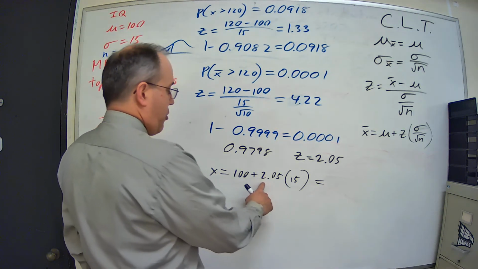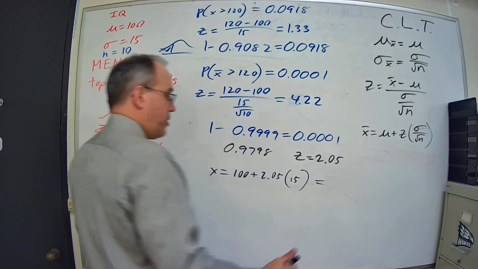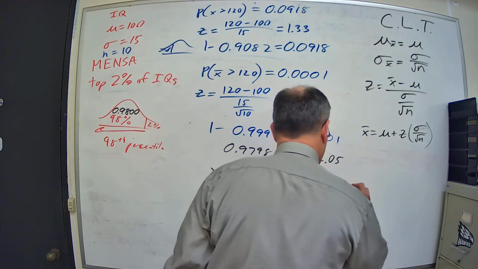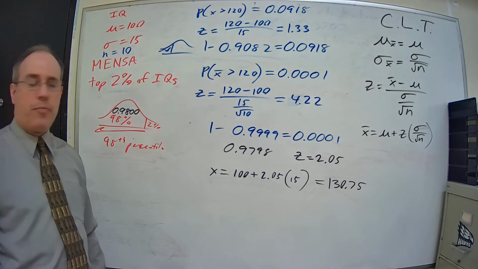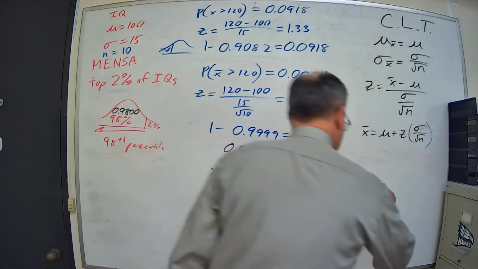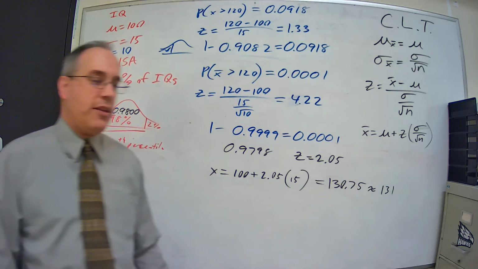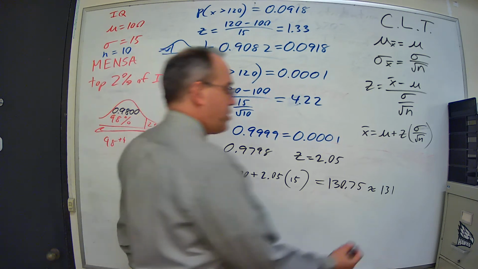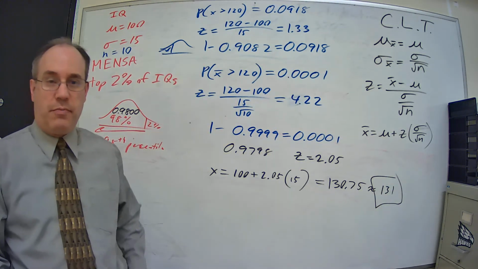And that gives me 30.75. So 100 plus 30.75 is 130.75. And since we're talking about IQs, we would say that means we would need an IQ of 131 to qualify for Mensa.